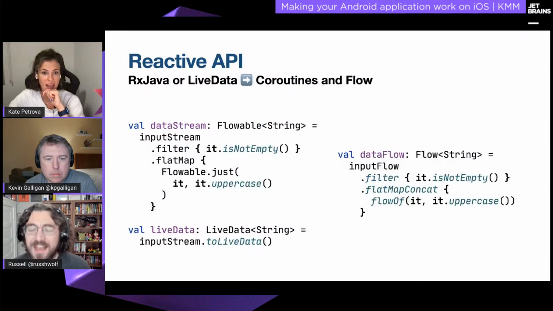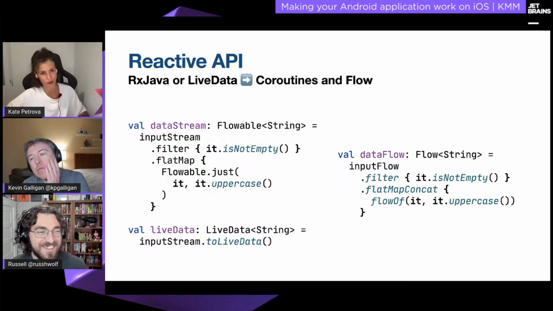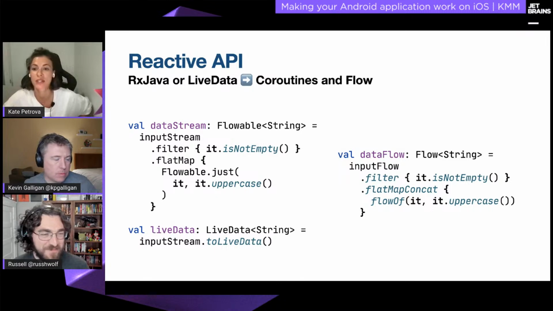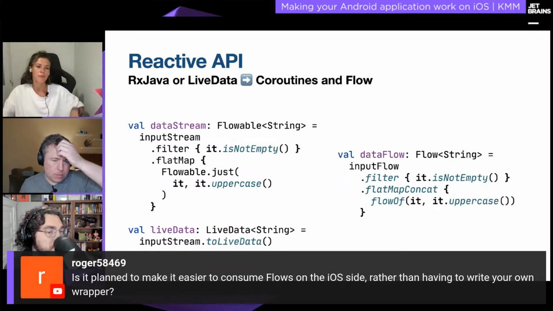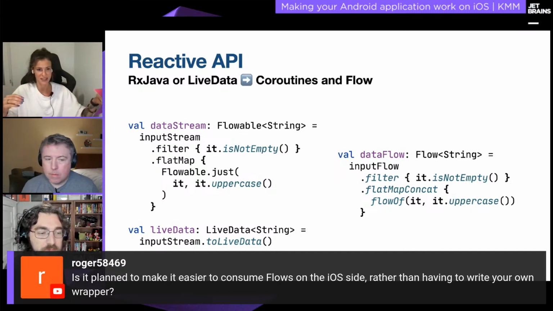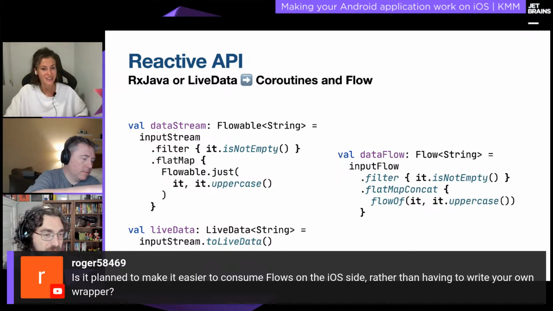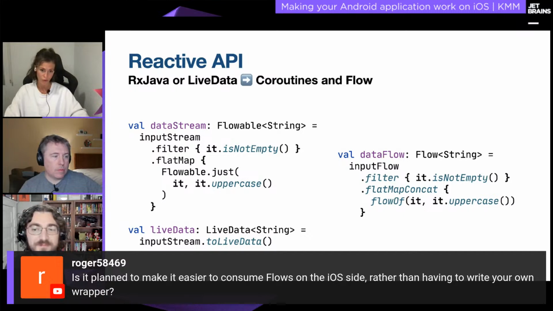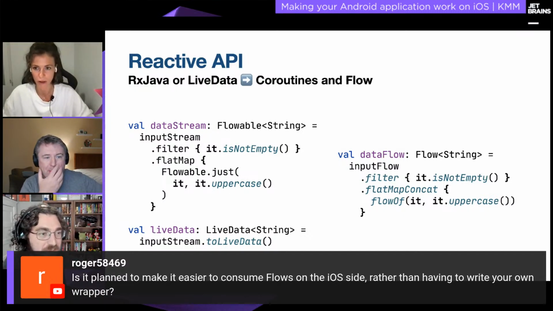Sorry, I have a question for this section. I was waiting for it, and I knew that the time I will have this time. So Roger is asking, one second, is it planned? Of course, I'll try to cover it, but I think the question is wider, and we can say what you can do if it's not planned. Okay, so is it planned to make it easier to consume flows on the iOS side rather than having to write your own wrapper? I can cover the first part about planned.